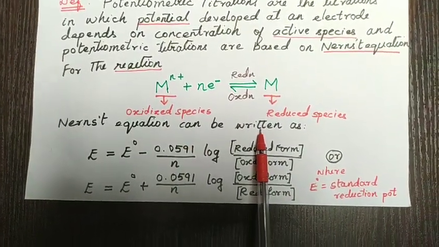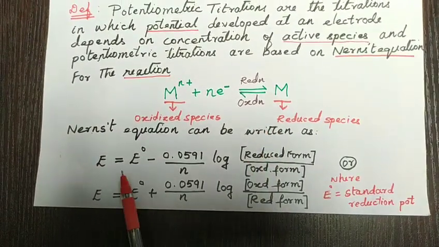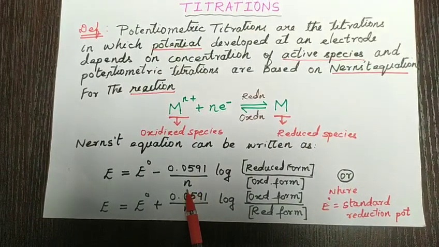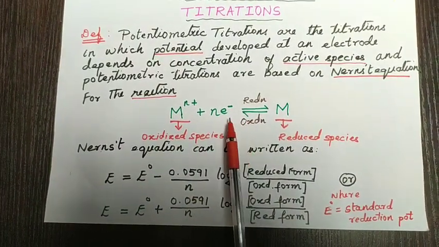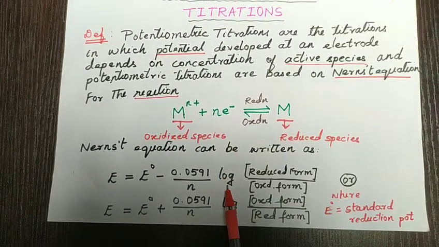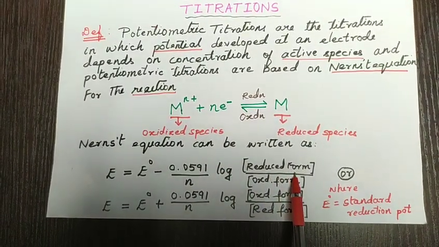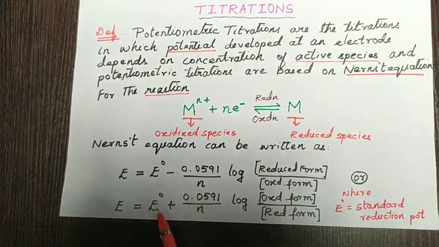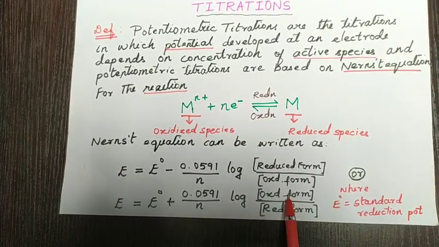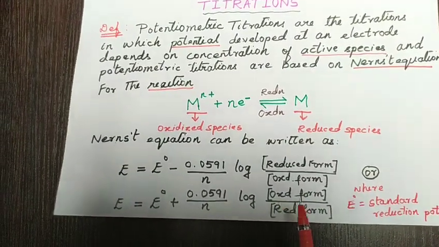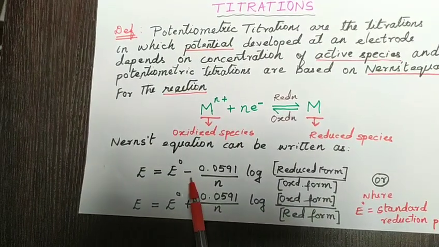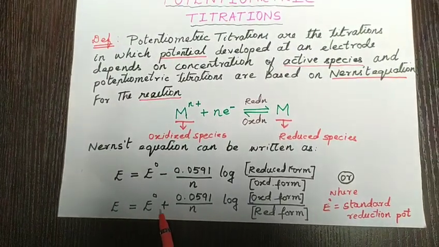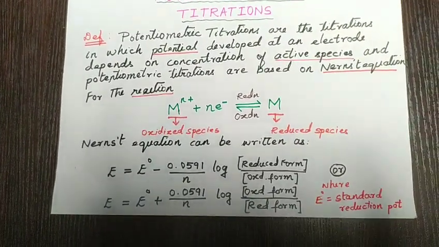So, we can write the Nernst equation for the redox reaction, that is E is equal to E naught minus 0.0591 divided by n, where n stands for the number of electrons transferred, into the log of the concentration of reduced species divided by the concentration of oxidized species. If the oxidized species are written in the numerator and reduced species in the denominator, then instead of the minus sign, we have to write a plus sign here. And E naught represents the standard reduction potential.